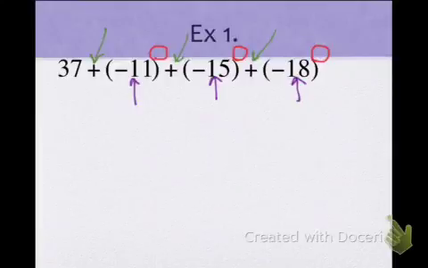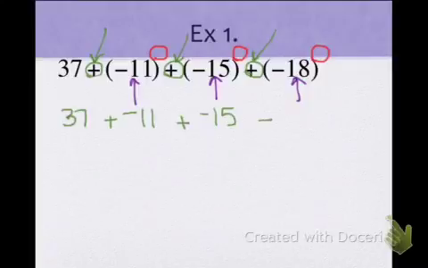And in this case, notice that in front of each individual parenthesis, there's only a plus, which means everything is going to stay the same. It's a positive 37, added to that a negative 11, added to that a negative 15, and added to that a negative 18.